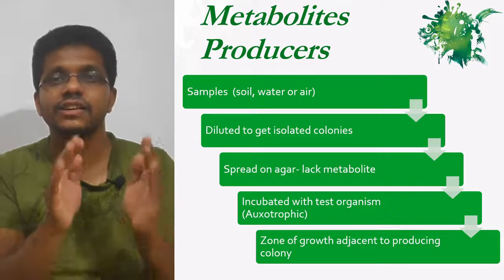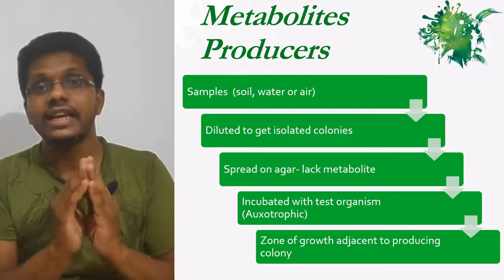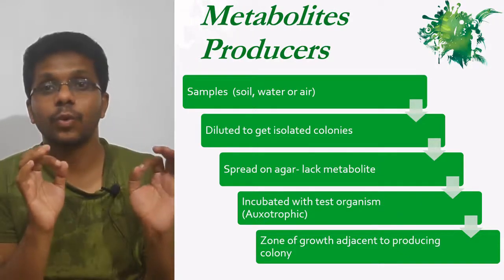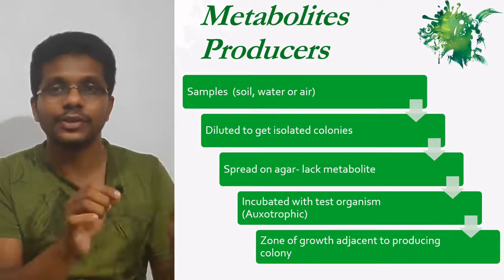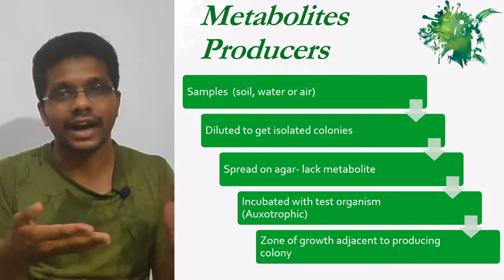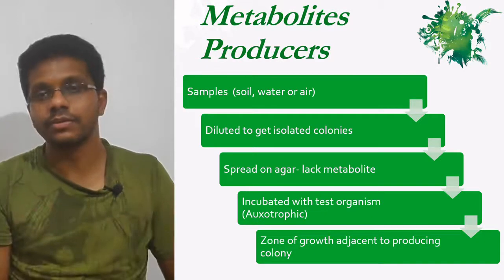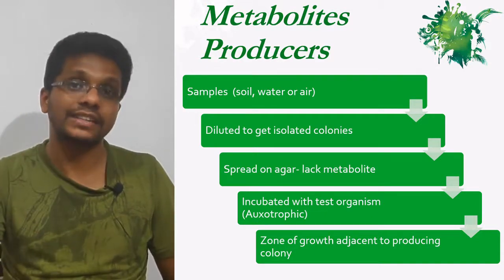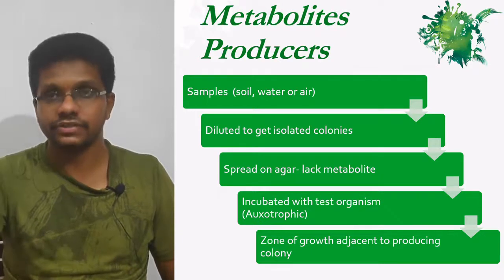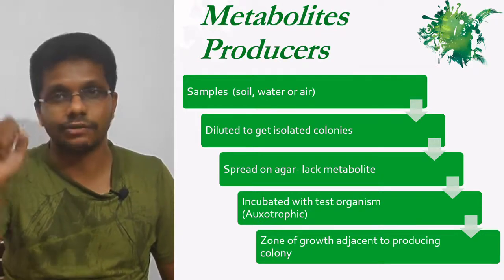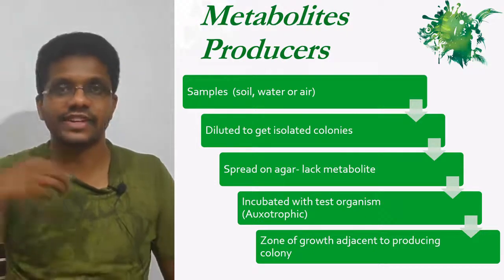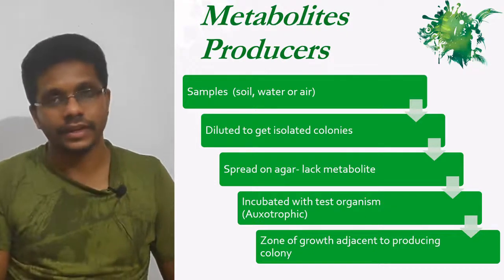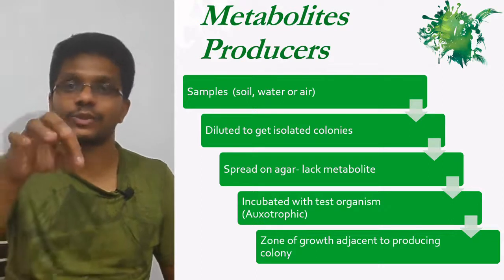So in this test, we are using a test organism. The test organism can only grow in the presence of the particular nutrient. This particular nutrient is lacking in the agar medium. So in the case of vitamin B12, if you are looking for an organism which is producing vitamin B12, first we need to make a medium which lacks vitamin B12. Then take samples from different natural sources and plate them over it.